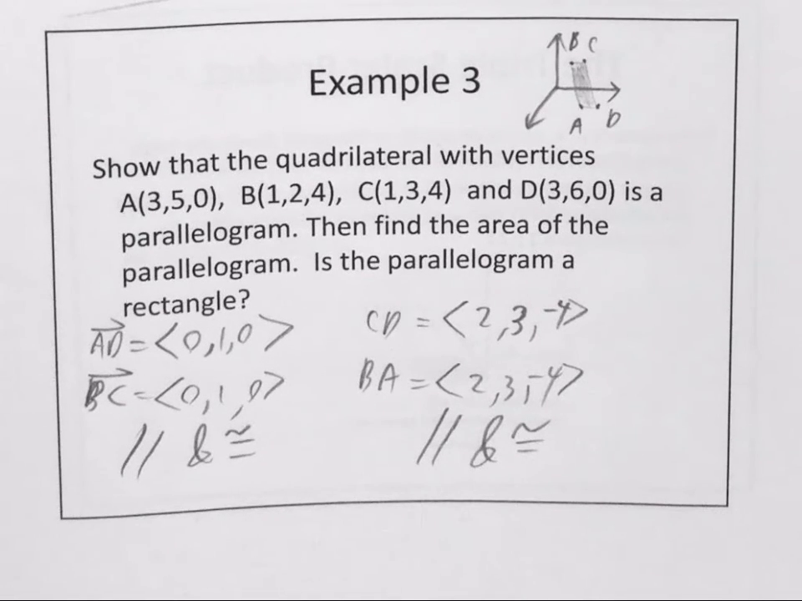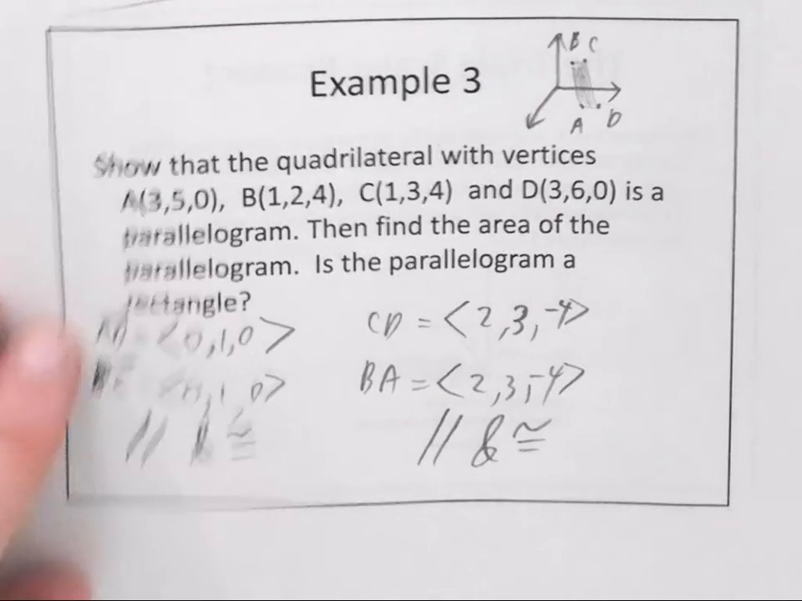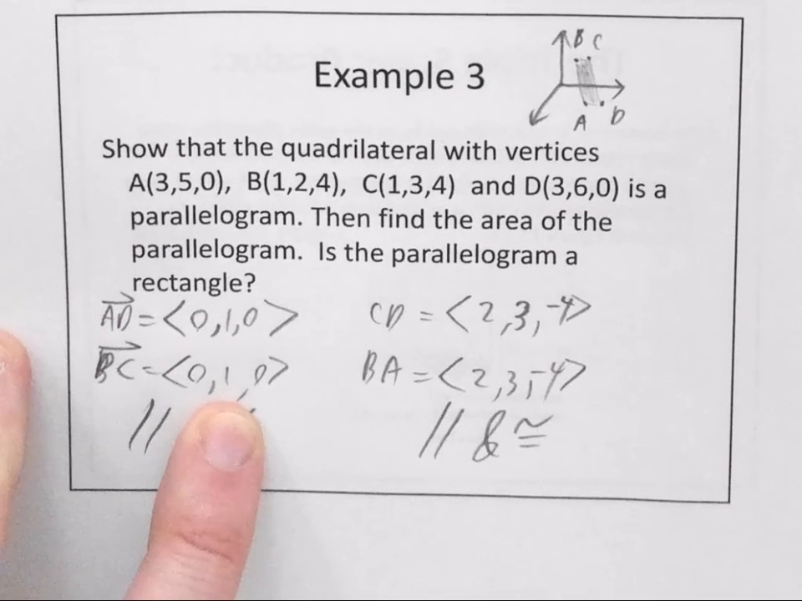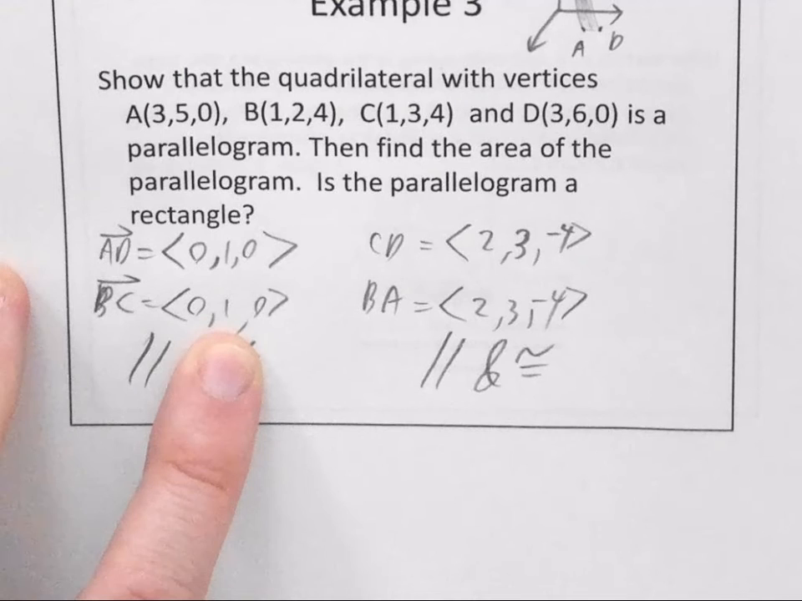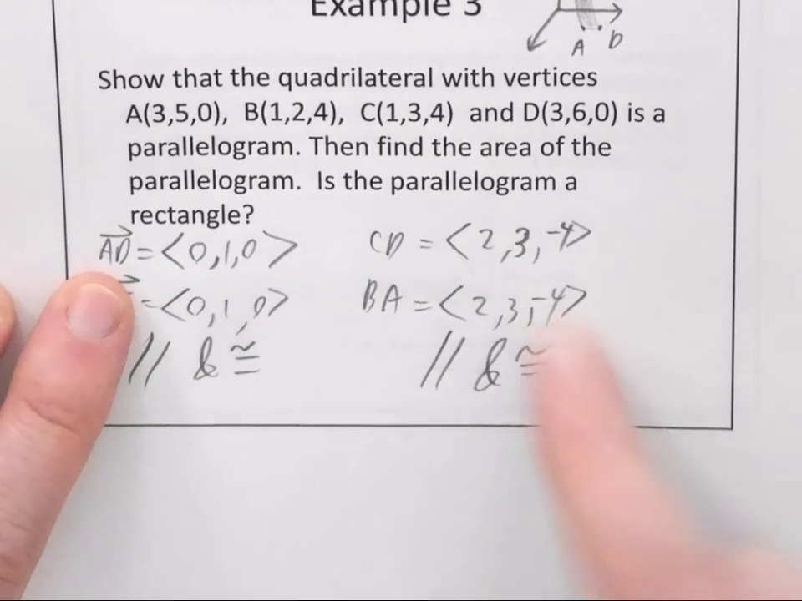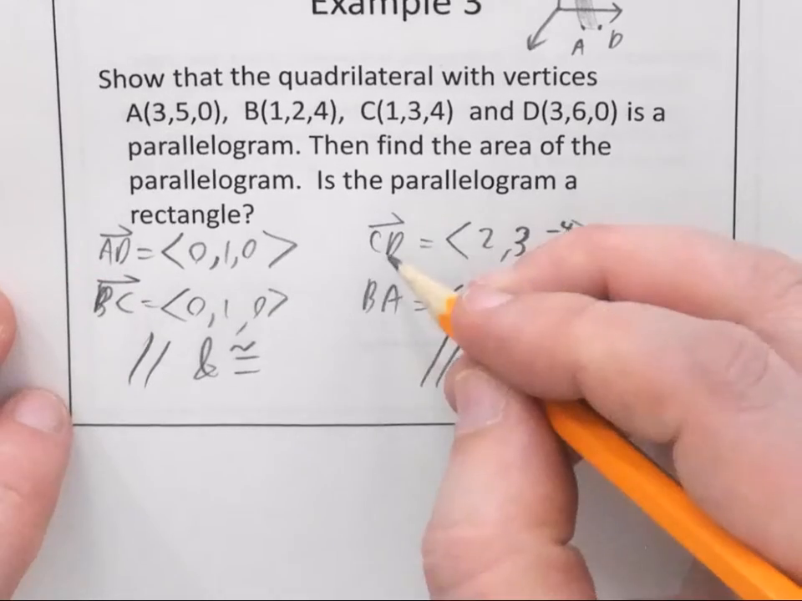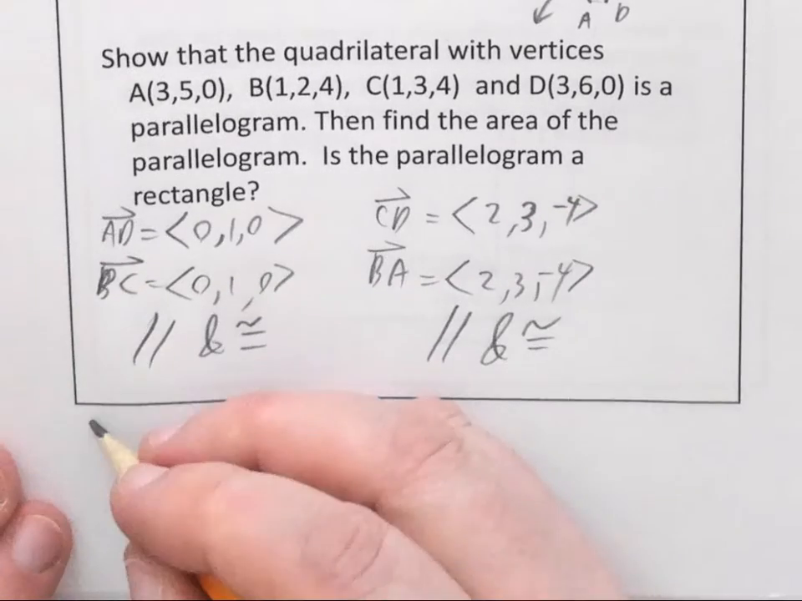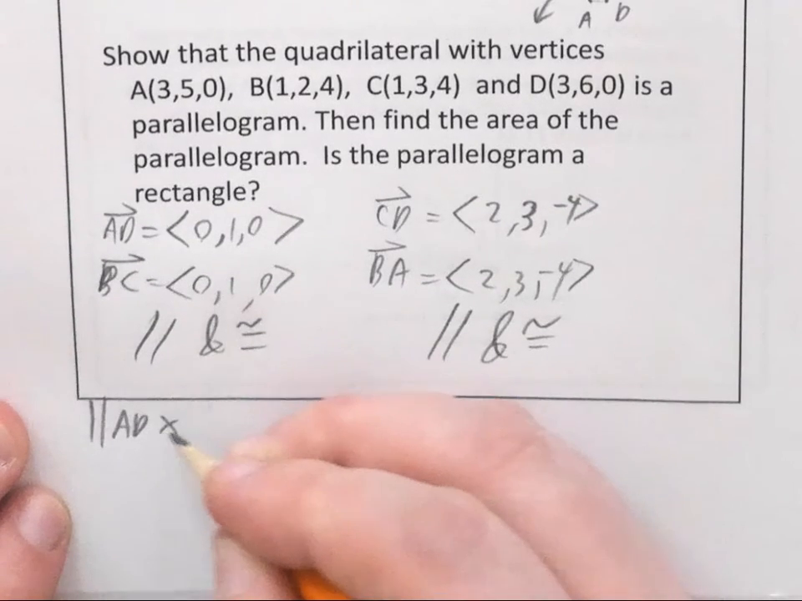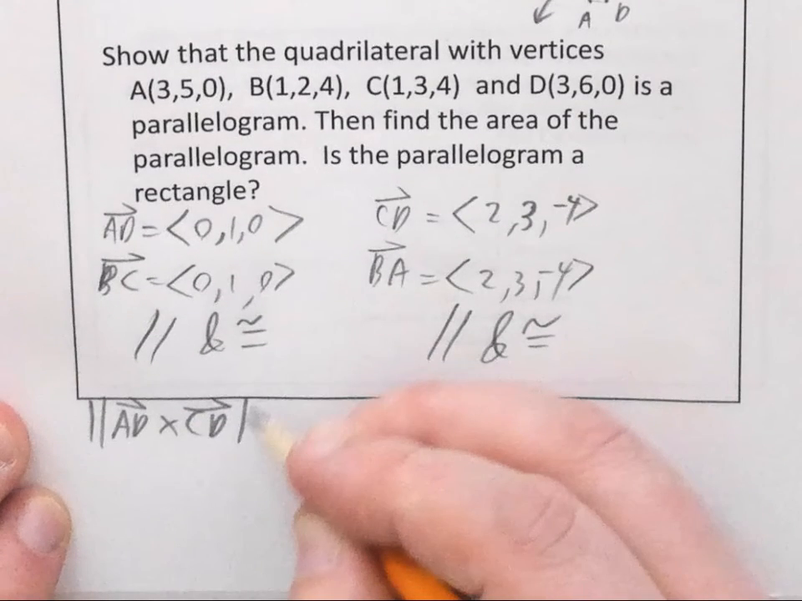Magnitude of what? Yeah, magnitude of their cross product, right? So you actually want to cross these together. Now, if I did these two, though, would that accomplish anything? No, that's just going to give me 0. So make sure you do the sides that are adjacent to each other. So A to D and C to D. So the magnitude of AD crossed with CD.